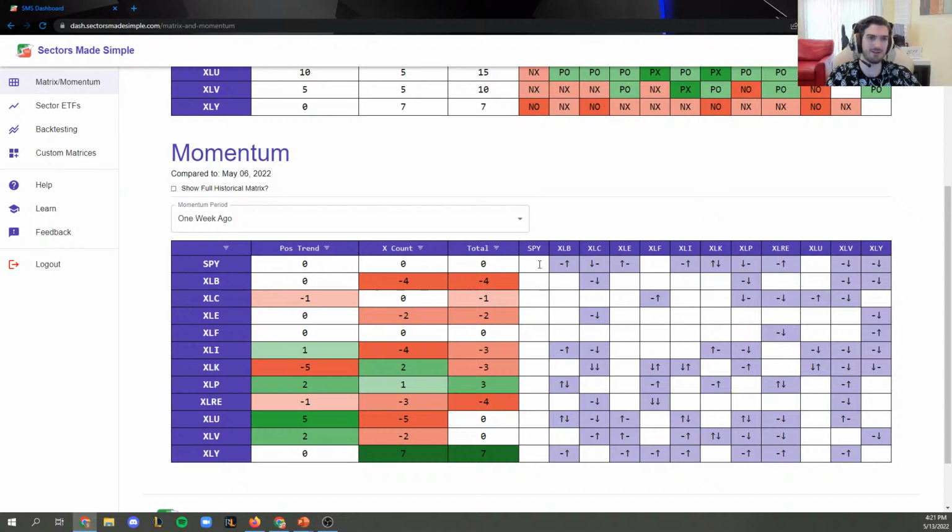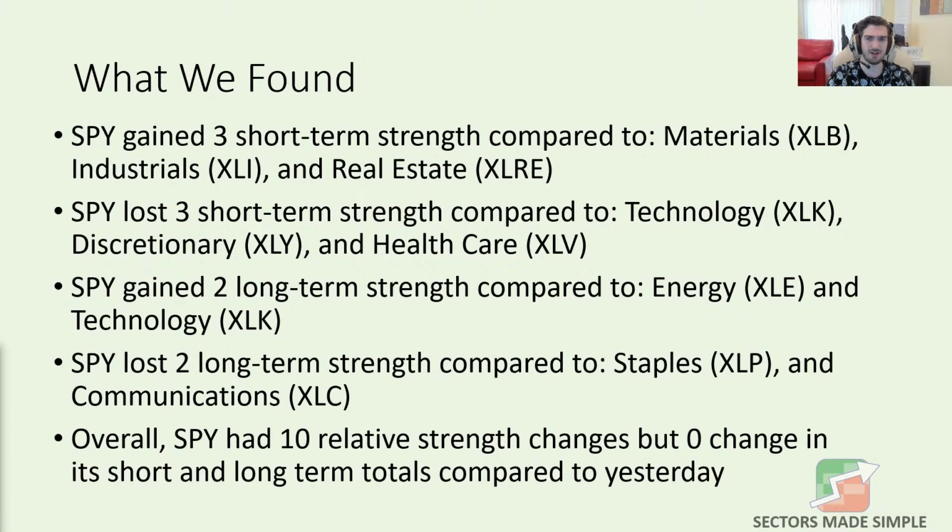SPY can't be compared against itself. There was no change against financials and no change against utilities. Every other chart had at least 1 change in it. But the total again was 0. So here's what we find when we start looking at the 1 week momentum.